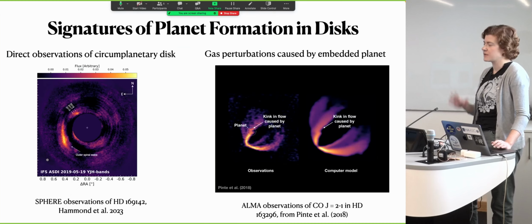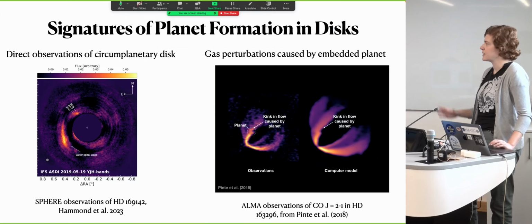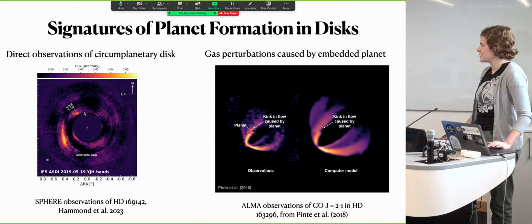In addition to those observations of disk substructure, we have other more direct evidence of protoplanets forming in the disks. These are some SPHERE observations of HD 169142 done by our own Ian Hammond. In these observations, you can see this blob is emission from a circumplanetary disk around the protoplanet, and this structure is the outer part of the spiral wake created by that protoplanet.